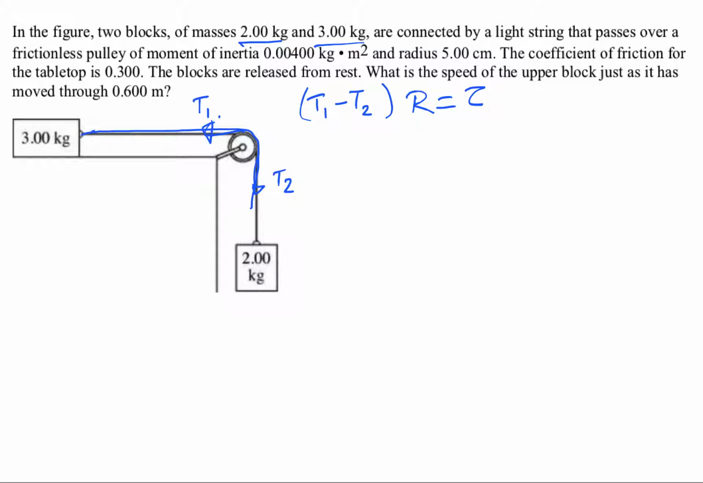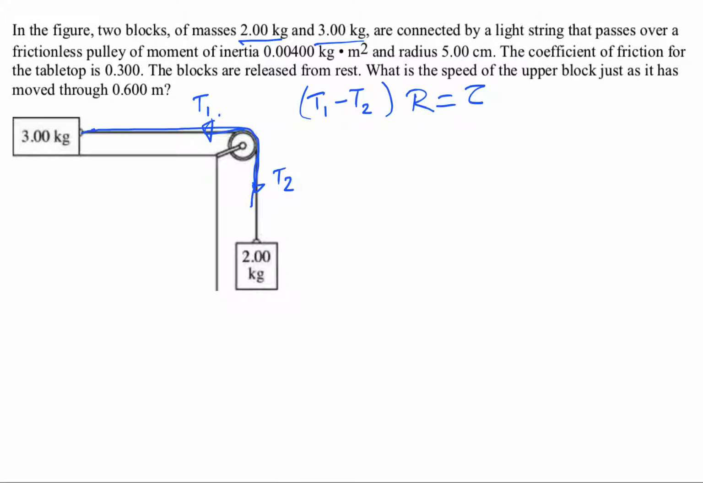Anyway, the moment of inertia is given here, right? The moment of inertia I for the wheel is given as 0.004 kilogram meter square, mr square basically. I'm going to write it this way, meter square. And the radius of the wheel is 5 centimeter, 0.05 meter.